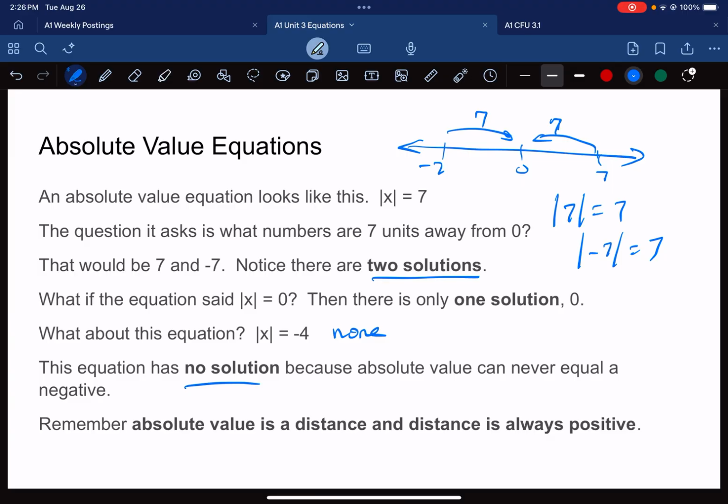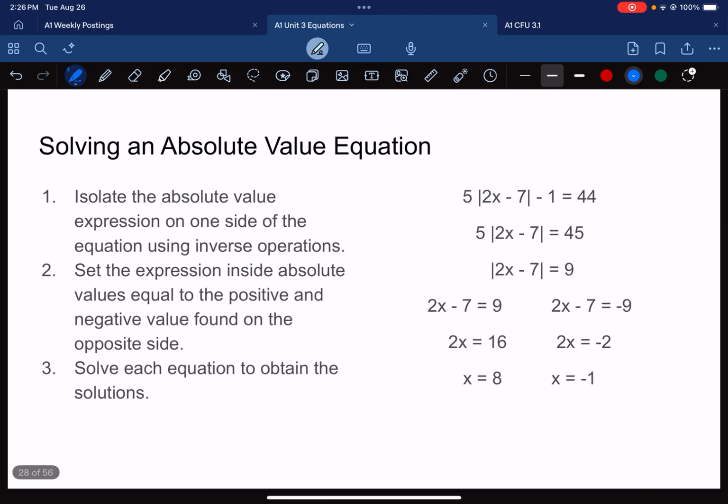Now, I don't want you to be confused, because you can get answers that are negative, but you can't have an absolute value set equal to a negative. Okay? And that'll become clear as we do some of the problems here. Okay? So to solve an absolute value equation, you want to isolate the absolute value expression on one side of the equation using the inverse operations, just like if it's minus 1, you add 1. If it's multiplied, you divide, so on and so forth. Then you're going to set what's inside the absolute value equal to the positive and negative value found on the opposite side. So look over here at the example. First thing I did was I added 1 to both sides, and I got 45.